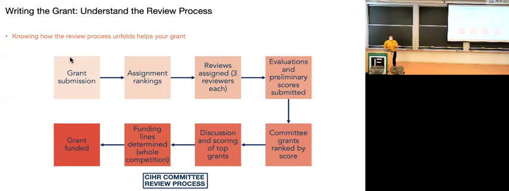CIHR gives me my grants, anywhere from probably 3 to 6 in any committee, and there are 3 reviewers on each. The first reviewer knows the grant subject the best. The third reviewer might have less knowledge. Then you evaluate and give preliminary scores.